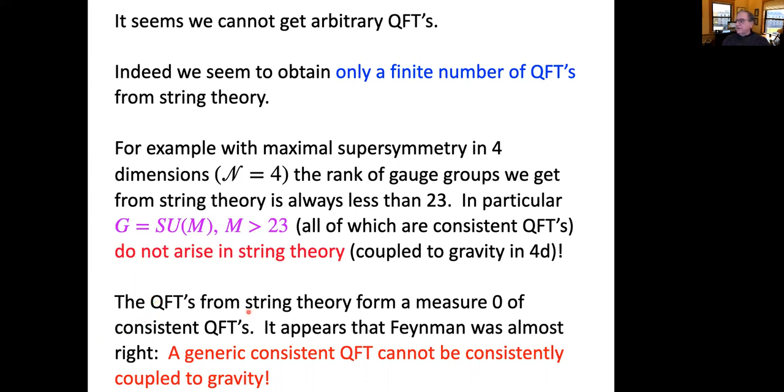So the quantum field theories from string theory form a measure zero of consistent quantum field theories. And it appears therefore that Feynman was almost right. A generic consistent quantum field theory, if you take a typical one, cannot be consistently coupled to gravity. So essentially every quantum field theory that you randomly pick, even though it by itself is consistent, once you couple it to gravity dynamically, becomes inconsistent.